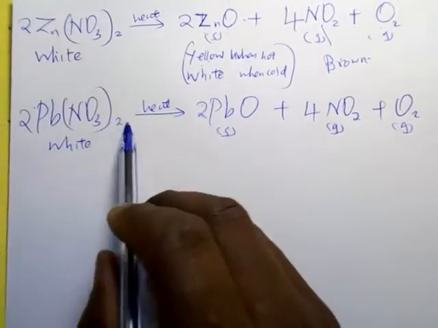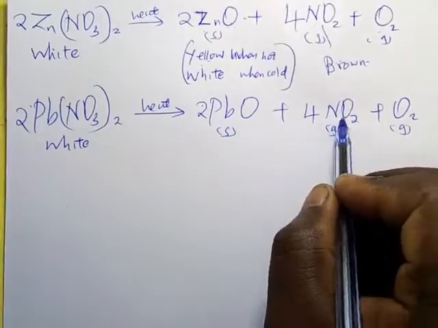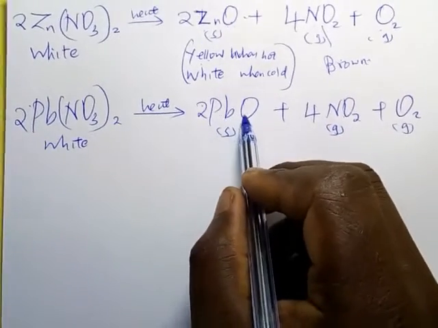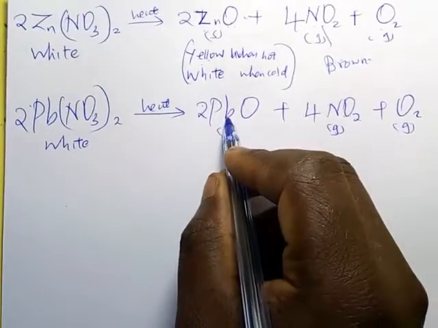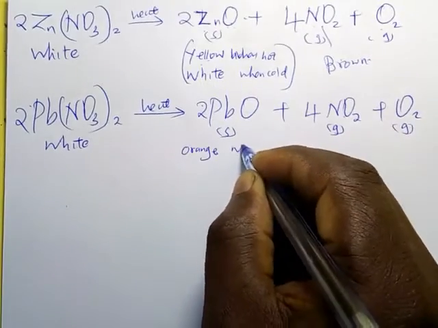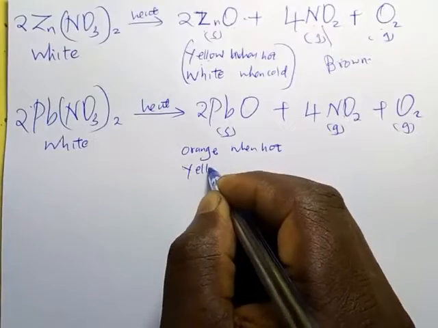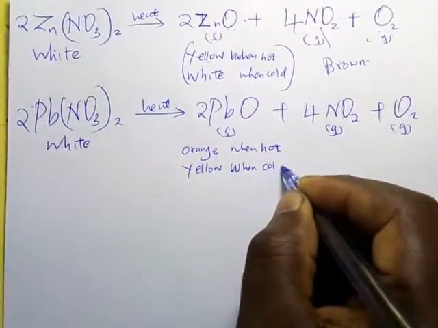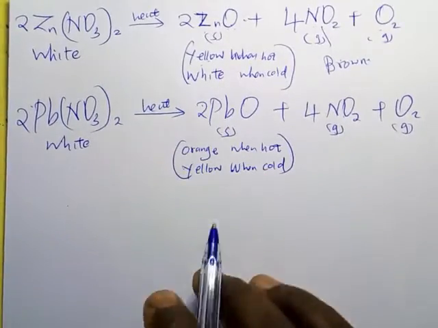Lead nitrate decomposes on heating to form lead oxide, nitrogen 4 oxide, and oxygen. I'm interested to know the color of lead oxide. This one is white. So lead oxide is orange when hot, and it is yellow when cold. Very important to note. You will see the importance of what you are doing.